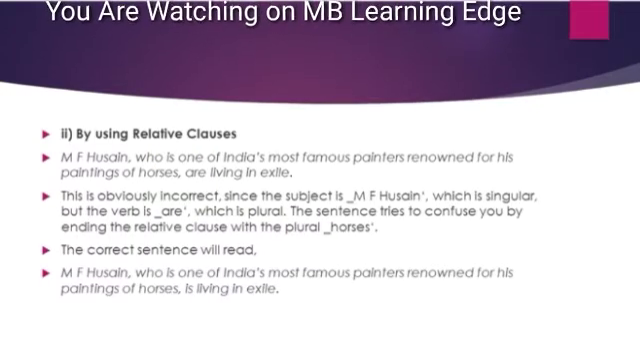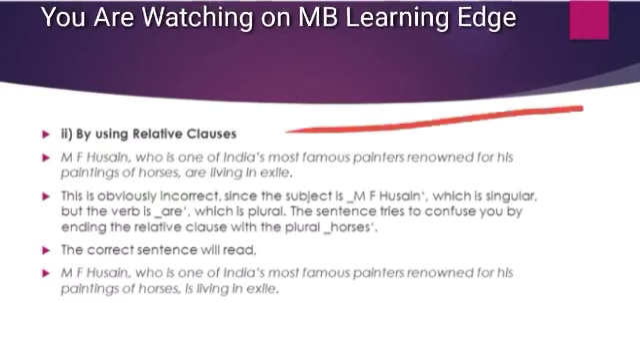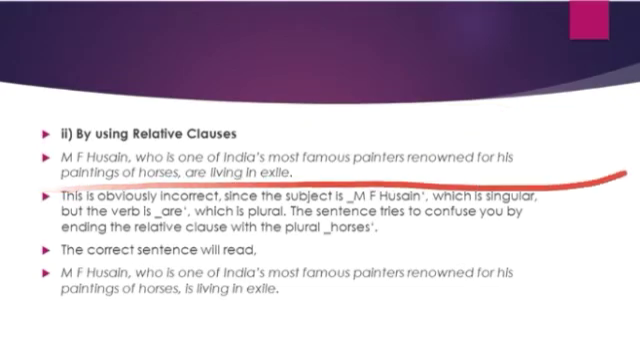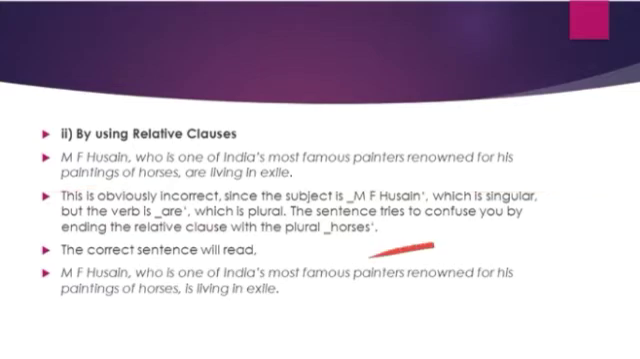Okay. The next way to confuse is by using relative clauses, right? "M.F. Hussain, who was one of India's most famous painters, renowned for his paintings, are living in exile." Now, the statement is obviously incorrect because the subject M.F. Hussain is singular, right? But here we are saying "are living in exile", right? Because it will be "is living in exile".